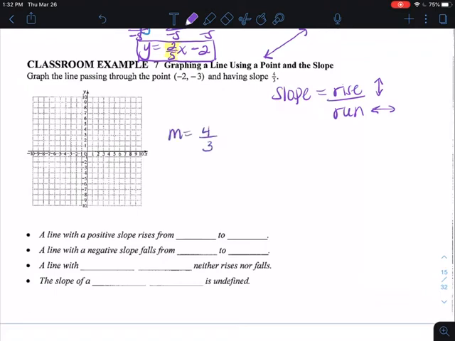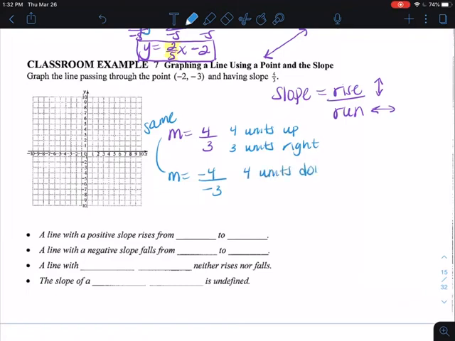So since this slope is positive 4 over 3, that means I'm going to go 4 units up and 3 units right, because positive is on the right side. Positive 4, when it comes to up, down, is going to go up. You can also write this as a negative 4 over negative 3, because 2 negatives makes a positive, so these are the same. If I write it in that form, that means I can go 4 units down and then 3 units left. And we're actually going to do both, so you'll see that they both work. All right, you only need 2 points to graph a line, but I'm going to show you both.